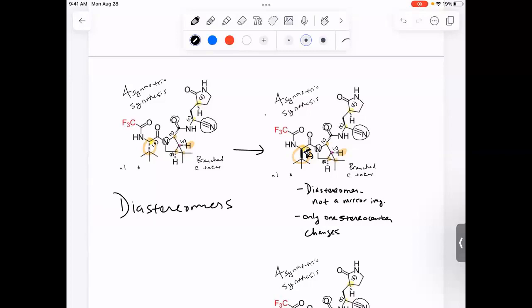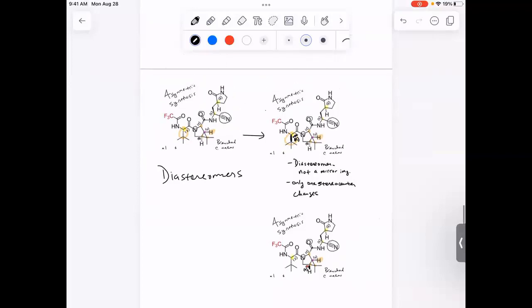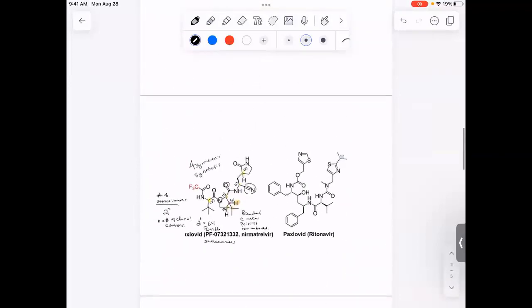Just altering one stereocenter at a time, and then every time I change one stereocenter, I could also draw the mirror image of that diastereomer. So each time you alter one stereocenter, you can also have a mirror image of that. So that's how you are able to get to 64 different stereoisomers, although we started out with this one image right here.